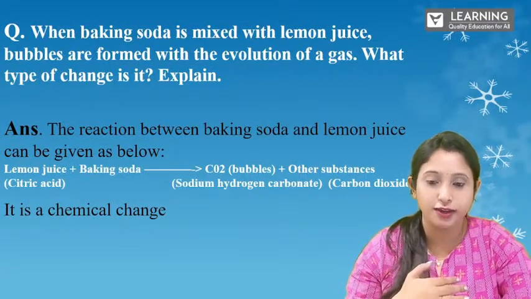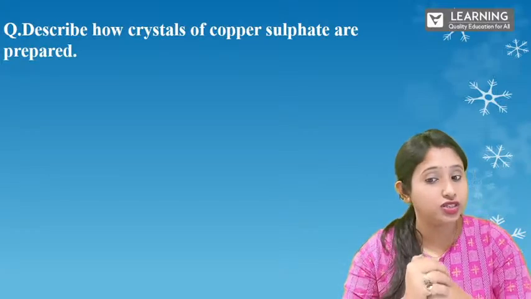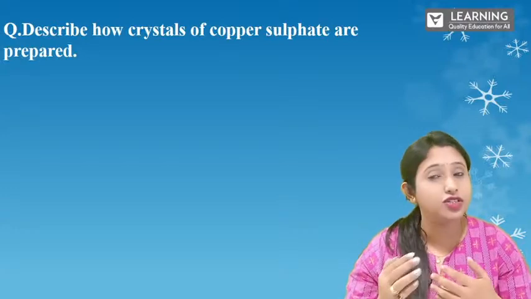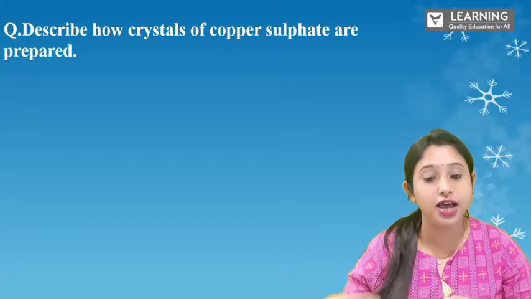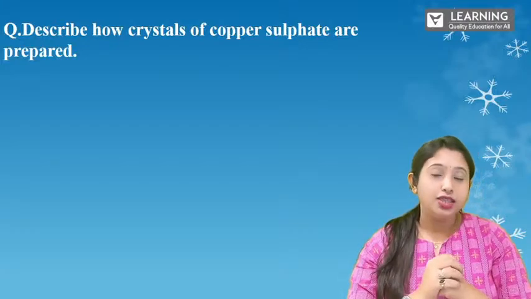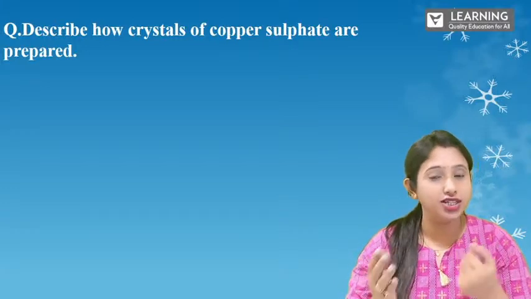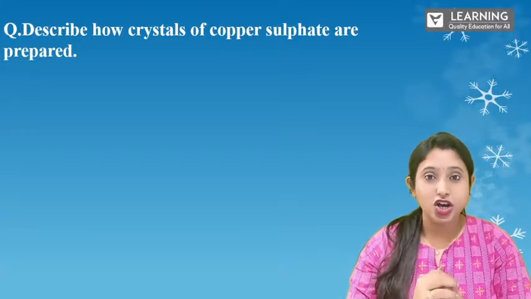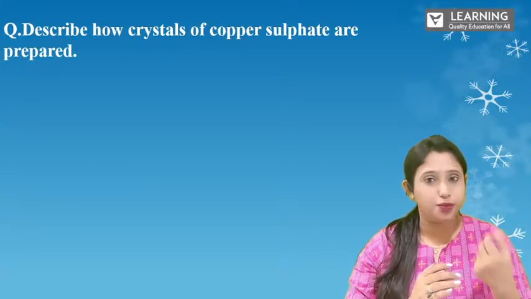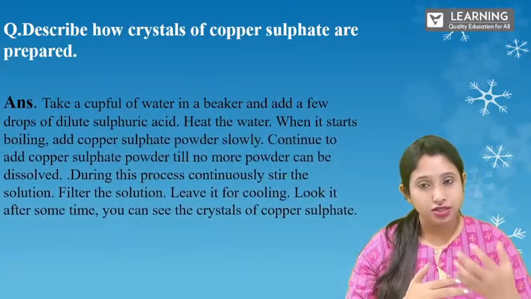Clear? Okay. Next is, describe how crystals of copper sulfate are prepared. You remember we have studied the process of crystallization in the last class. How crystals are formed, that is, the liquid is converted into solid crystals. So how are the copper sulfate crystals prepared? It's the same process, evaporation. So write it down.